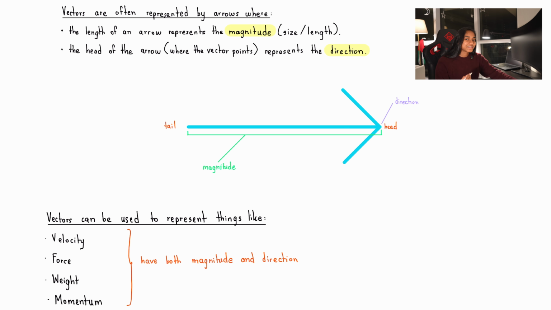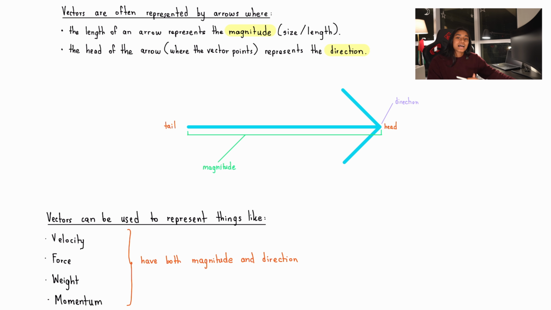So the anatomy of the arrow. We have the tail and the head. So the length of the arrow represents the magnitude. So this represents the magnitude, which is the size or the length. And the head of the arrow, which is where the vector points, represents the direction. And there are some vector quantities that we are already familiar with, such as velocity, force, weight, and momentum.